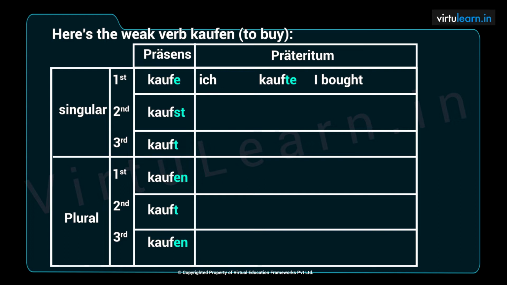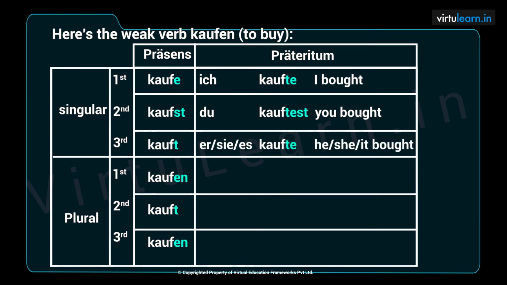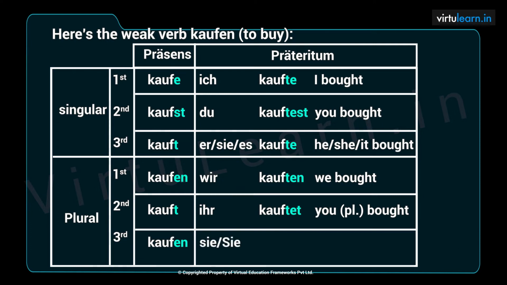So, the kaufte is taken down along all the personal pronouns, and we will conjugate the verb as per the endings assigned. Du ends with st, so it becomes du kauftest. Sie, es kaufte. In this conjugation in preteritum, sie, es, the third person singular, does not take the T ending. So in preteritum, ich and sie, es forms are similar. Moving on to the plural, wir kauften, ihr kauftet, sie kauften.